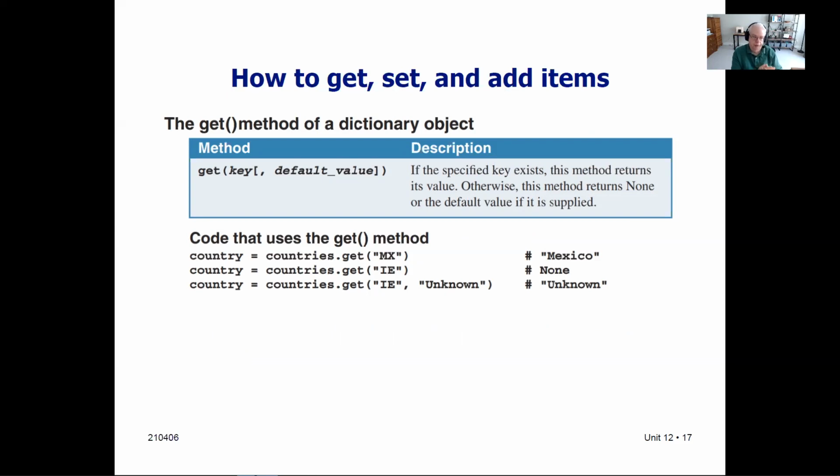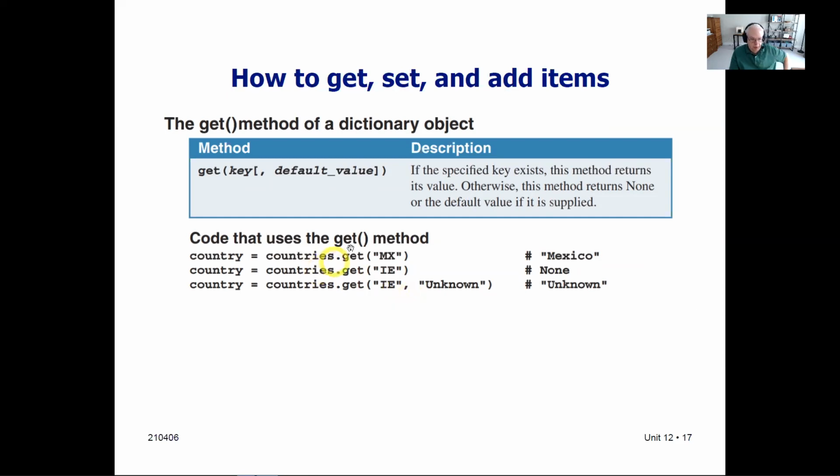So two arguments. The first argument for the get method is the key that you want to get out of the dictionary. And by default, the get method is going to return the value for that key. So if the specified key exists, the method returns its value. Pretty simple. We'll see a lot of examples of that in the code. Otherwise, this method is going to return None, or if you enter the second parameter in the get method, it will return whatever you put there.